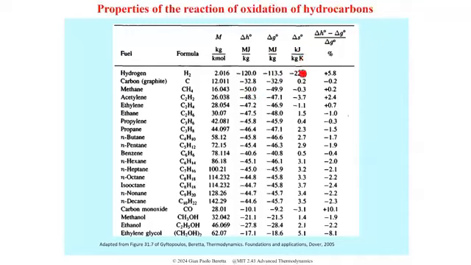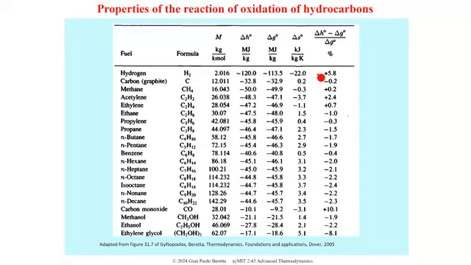And also you could compute the entropies. Notice that the entropy of reaction, of combustion, does not necessarily have to have a positive sign. For some fuels it's negative.